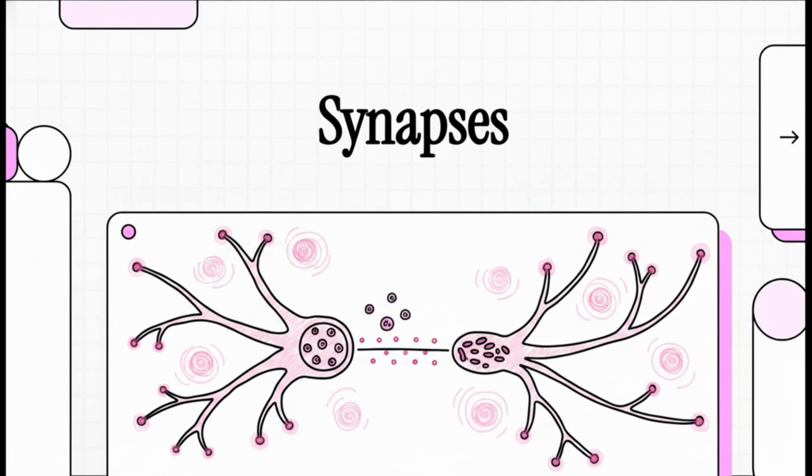Well, the secret lies in these tiny, absolutely essential structures called synapses. You can think of them as the brain's microscopic communication hubs. They're the little bridges that connect everything together. And today, we are going to explore exactly how they work, step by step.